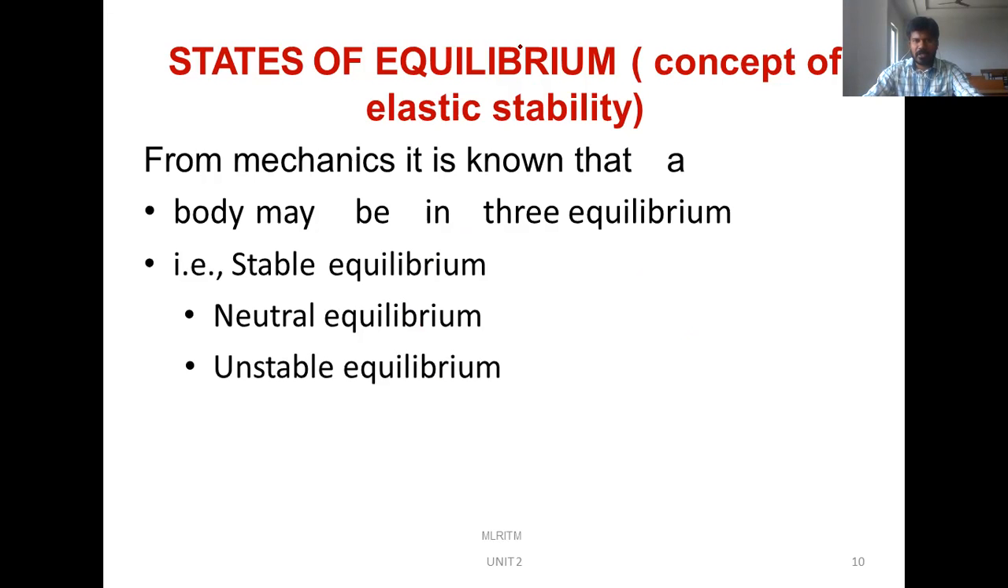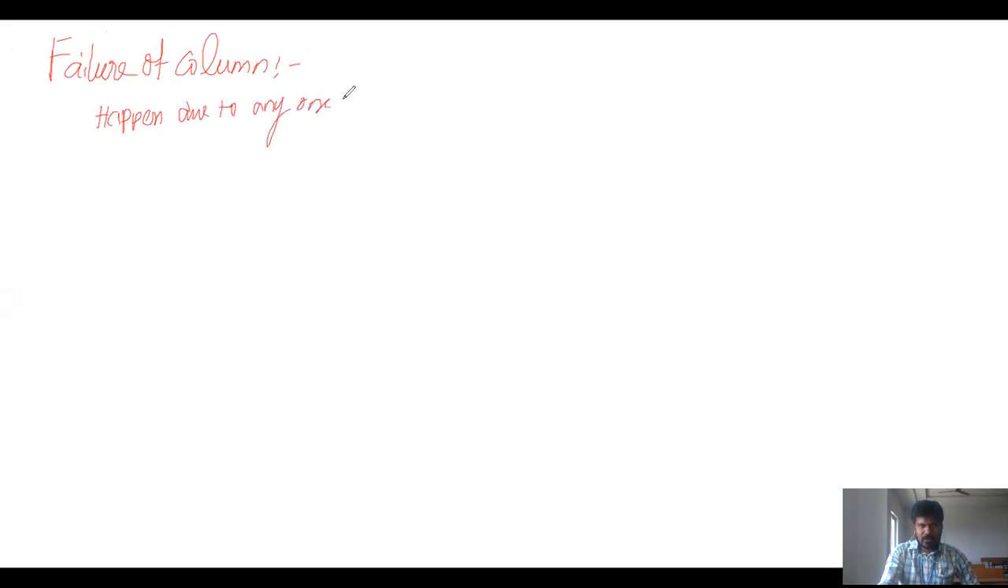I will share another screen for ease of understanding. Before that, we will discuss the failure of column. The failure of a column takes place due to any one of the following stresses.